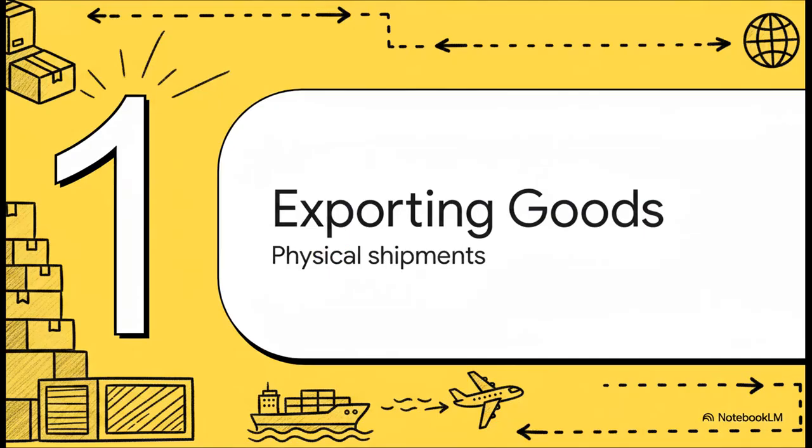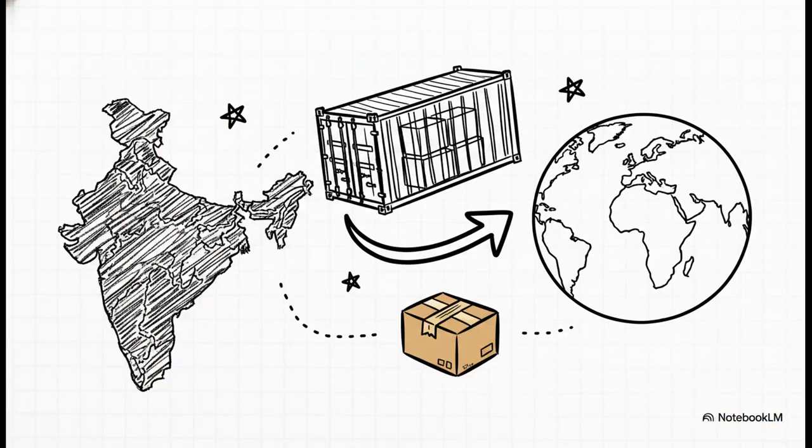All right, Section 2, exporting physical goods, navigating physical borders and shipments. The definition here is pretty straightforward. Export of goods simply means physical products are being sent from India to a foreign country. When you're dealing with tangible items that actually leave the borders of the country, and that could be anything from a massive shipping container down to just a single courier package, the government strictly classifies this as an export of goods.